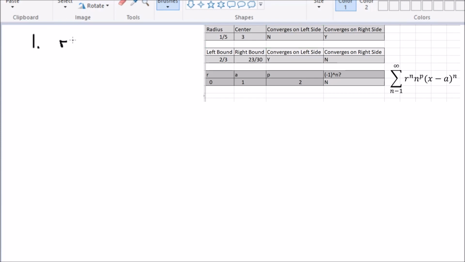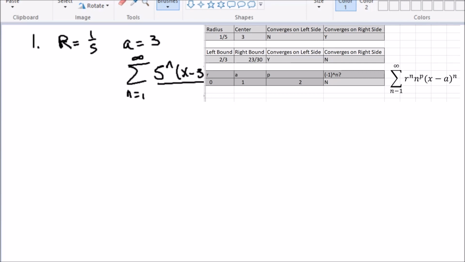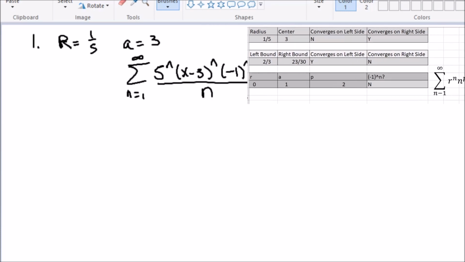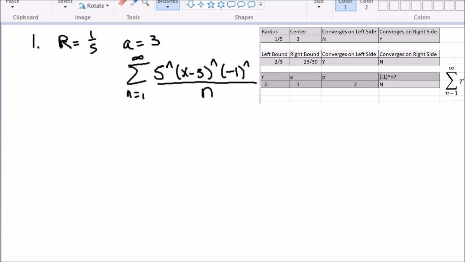Number 1, my radius here, capital R, is 1/5, and a equals 3. Okay, so my sum is n equals 1 to infinity of 5 to the n times (x minus 3) to the n, and then it converges on the right side, so I'll multiply by (negative 1) to the n over n. All right, that is my first series. Okay, next.